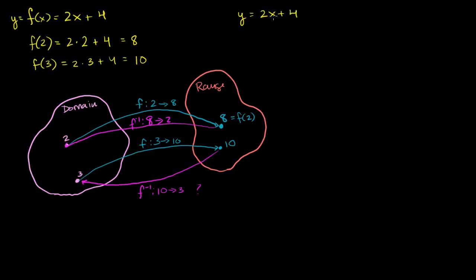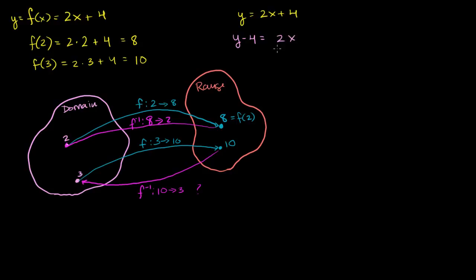And once again, this is our function. You give me an x, it'll give me a y. But we want to go the other way around. We want to give you a y and get an x. So all we have to do is solve for x in terms of y. So let's do that. If we subtract 4 from both sides of this equation, we get y minus 4 is equal to 2x.